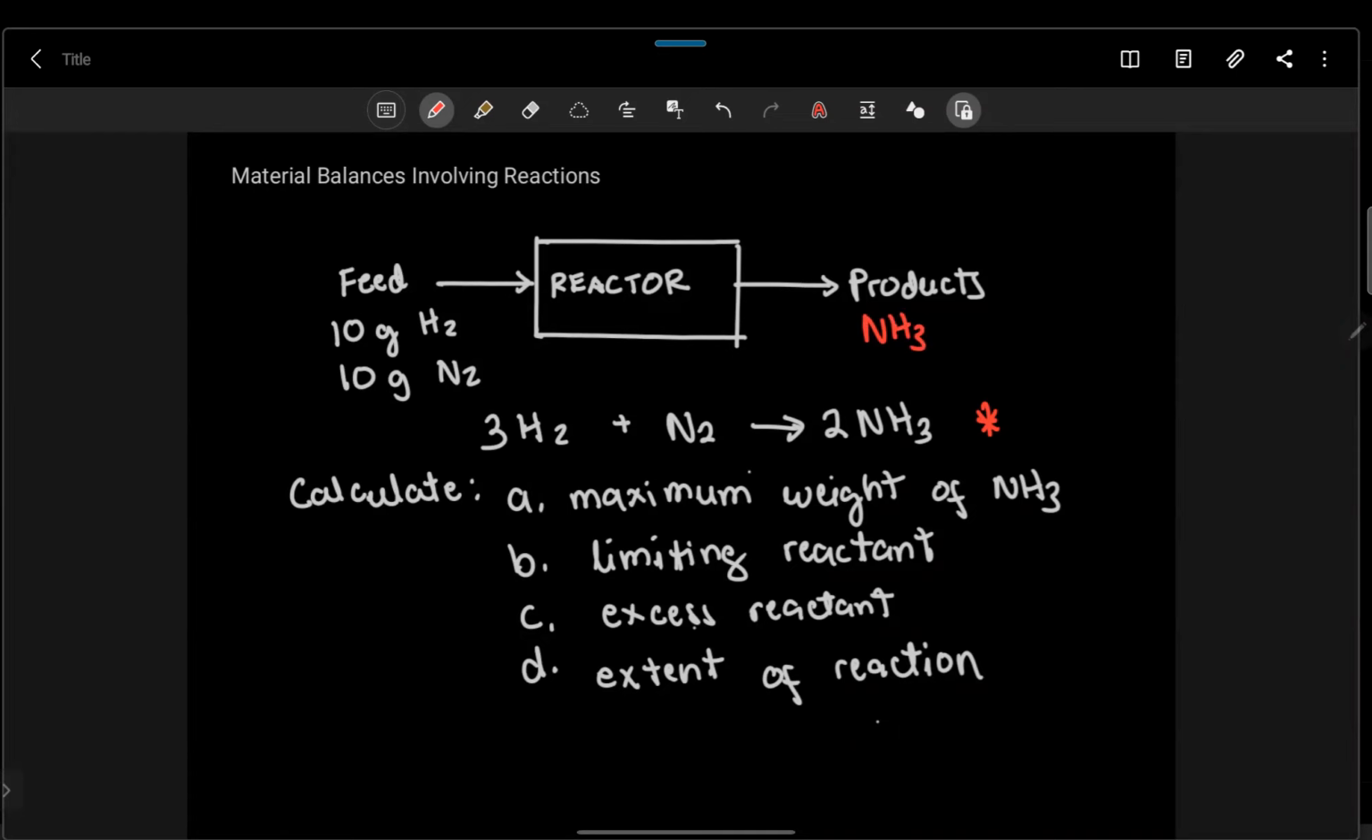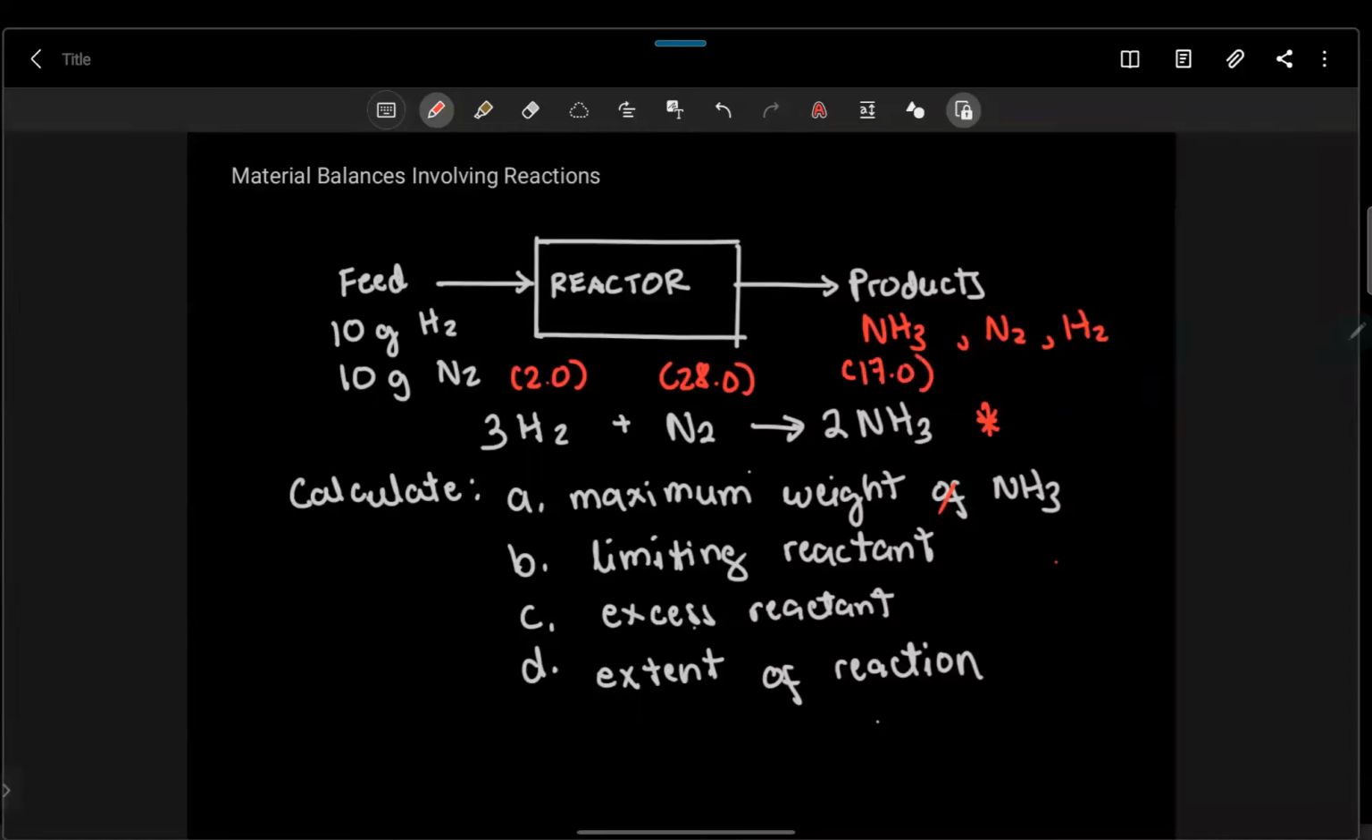Now, of course, we assume that the reaction is not complete, or that there is a component in the feed that is in excess. So there may still be nitrogen and there may still be hydrogen left over. So what is written here is our reaction, which is already balanced. Perhaps let's write the molecular weights of each species here. Hydrogen gas is around 2.0, let's say. Nitrogen gas is 28. And ammonia is of course 17.